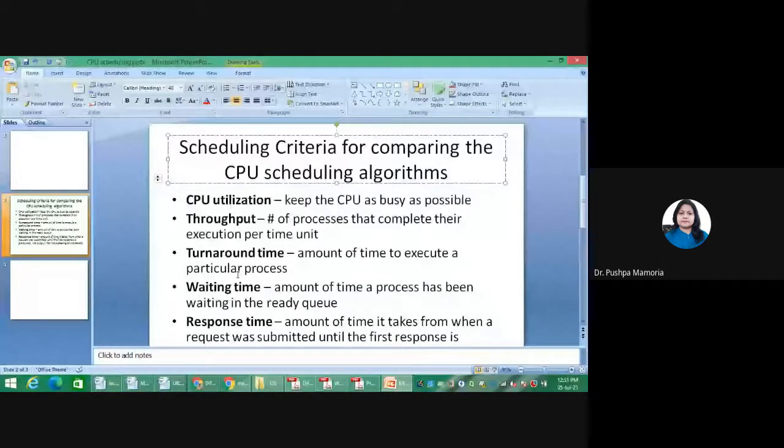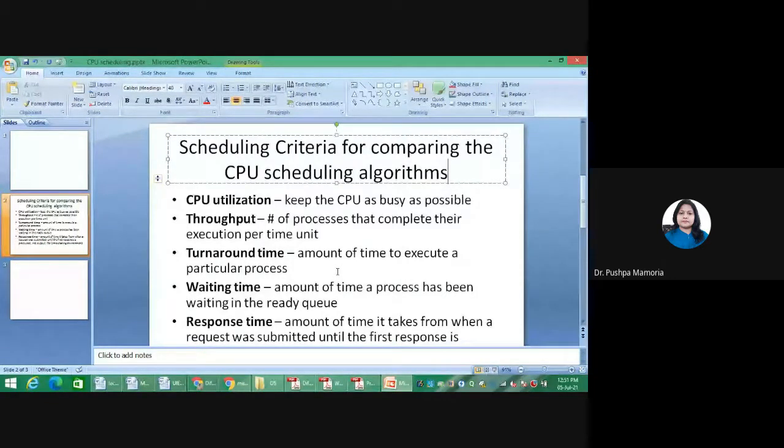Now the third criteria is turnaround time. Turnaround time means the amount of time to execute a particular process, meaning the interval from the time of submission of a process to the time of completion. That is the turnaround time. Clear? They have written here: amount of time to execute a particular process.